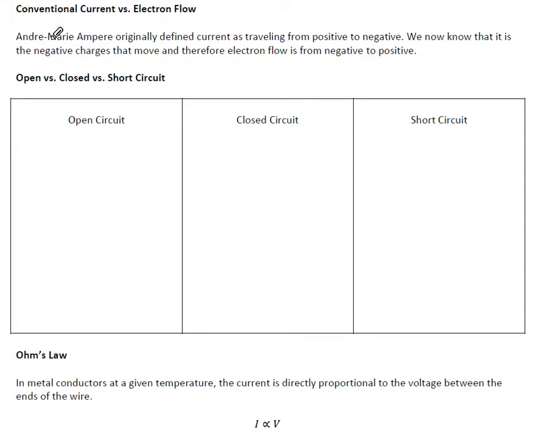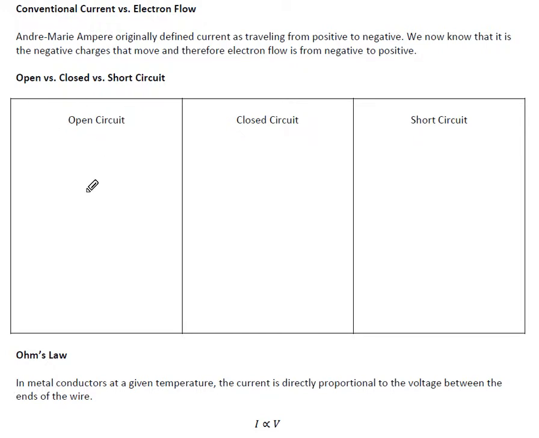Okay, this next part's on conventional current and electron flow. So for a circuit, let's just draw this first. Right here we see open circuit, closed circuit, and short circuit, and I'll explain these conventional and electron flow things. So just some terms we should know.